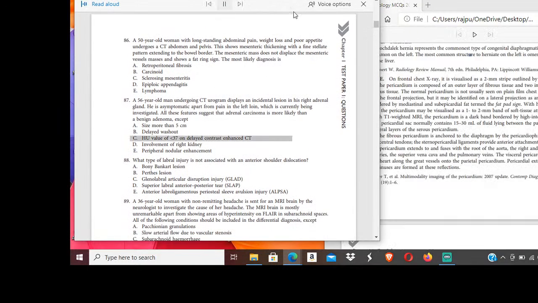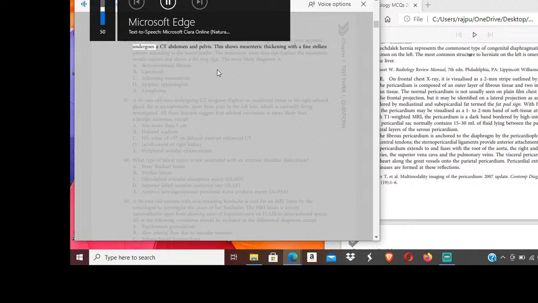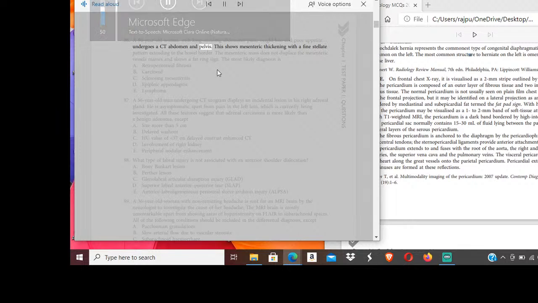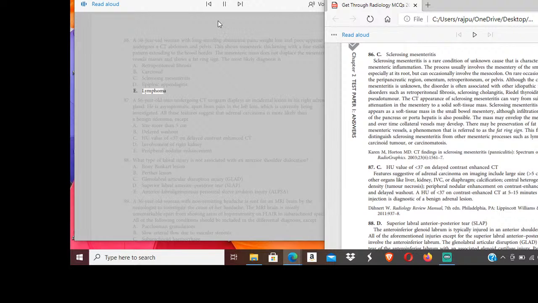86. A 50-year-old woman with long-standing abdominal pain, weight loss and poor appetite undergoes a CT abdomen and pelvis. This shows mesenteric thickening with a fine stellate pattern extending to the bowel border. The mesenteric mass does not displace the mesenteric vessels and shows a fat ring sign. The most likely diagnosis is: A. Retroperitoneal fibrosis, B. Carcinoid, C. Sclerosing mesenteritis, D. Epiploic appendagitis, E. Lymphoma.